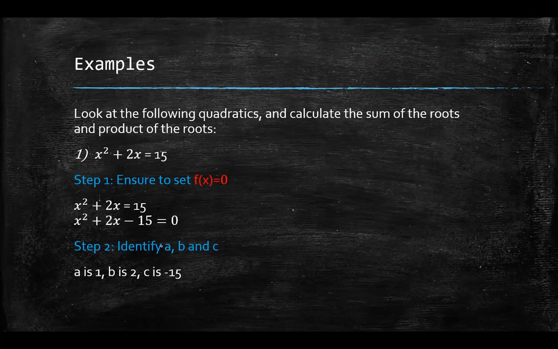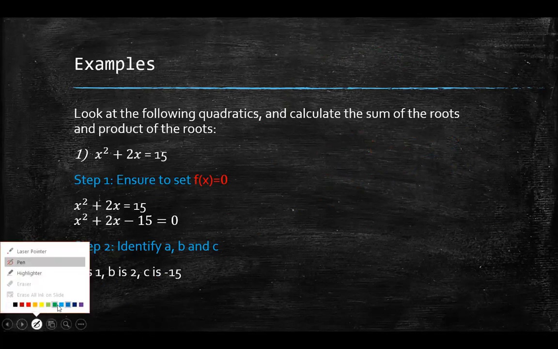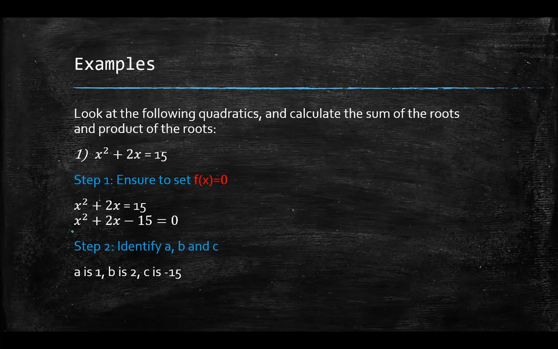Nice. Then you identify your a, your b, and your c. A is the coefficient of x squared, so the number that comes before x squared. In this case, it's understood to be 1. B, when identifying b, you look at the number in front of x. So coefficient of x, in this case, 2. C is whatever number you find here. In this case, it's minus 15. Understand that so far, everybody? Yes, miss.